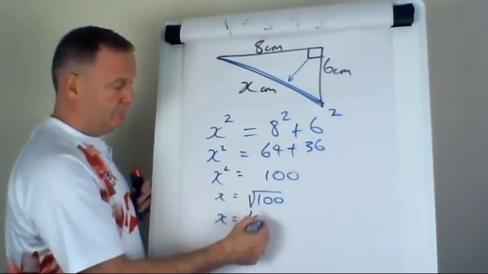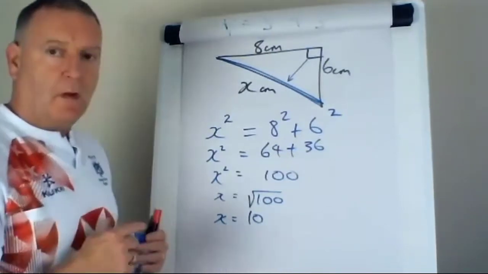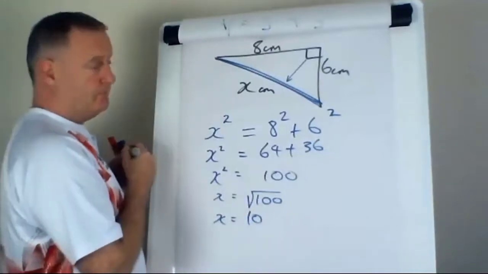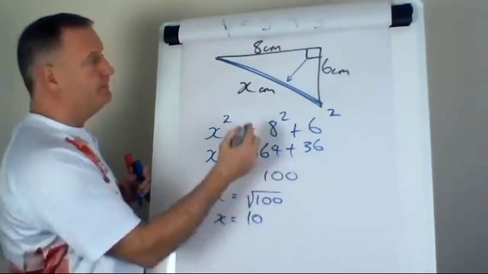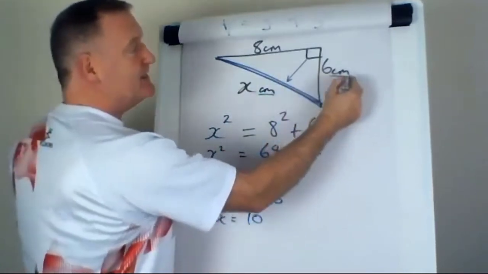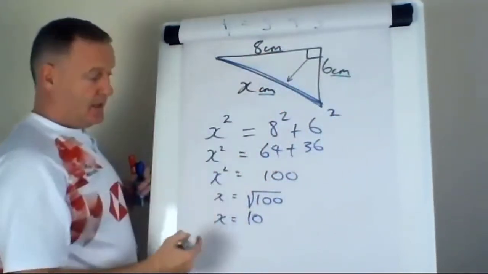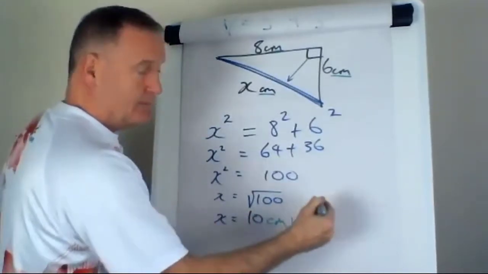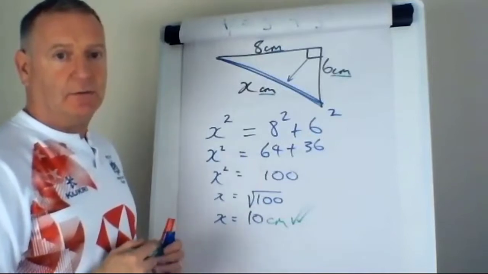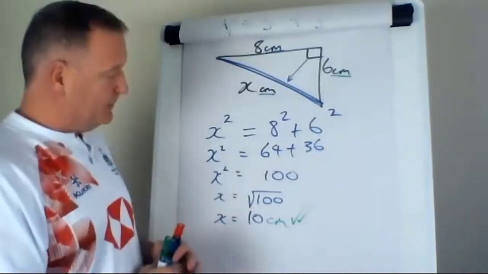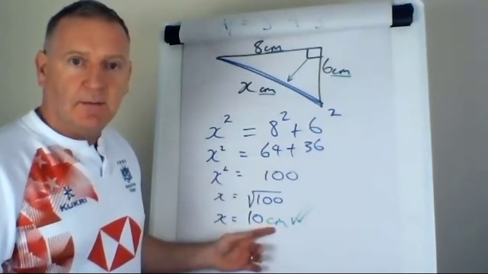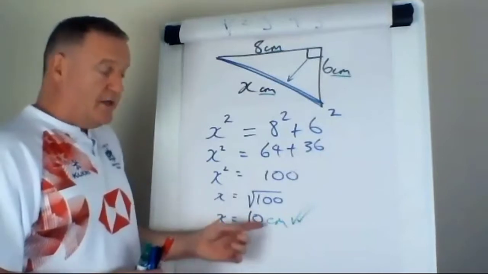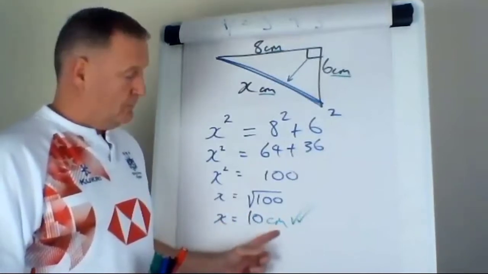Ten. Almost right. Watch. Not just a number, centimeters. 10 centimeters, yes. Good. There must be a unit on the end. Sometimes maybe kilometers, maybe centimeters. Always a real life situation.